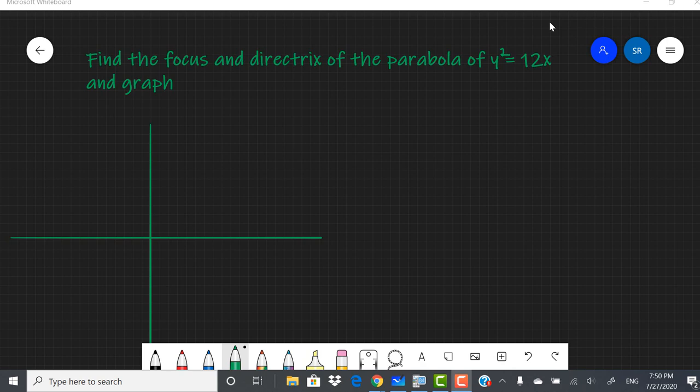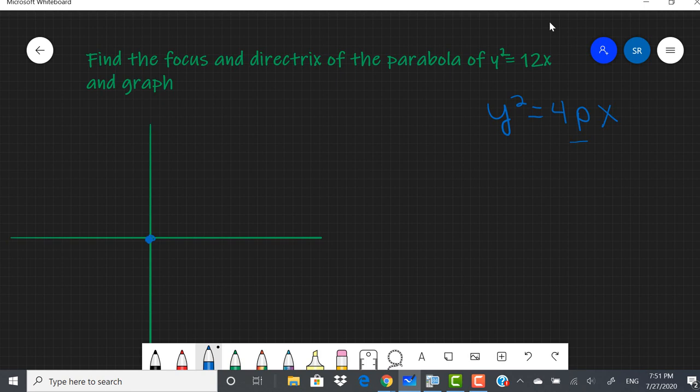So for this one, since my y is squared, normally when my x is squared, we would go up or down. So in this instance, since my y is squared, we will go left or right. Okay, so we know that the general format is going to be y squared equals 4px. If I find my p, this will tell me where the focus is. I know my vertex is right there at 0, 0, so we're going to start there.